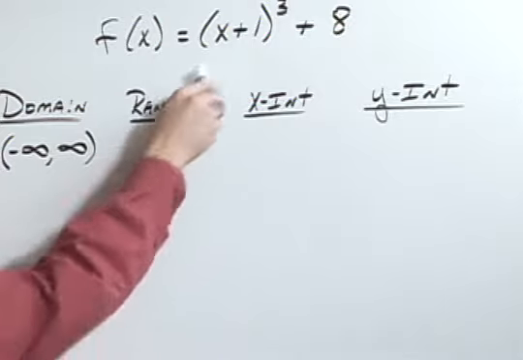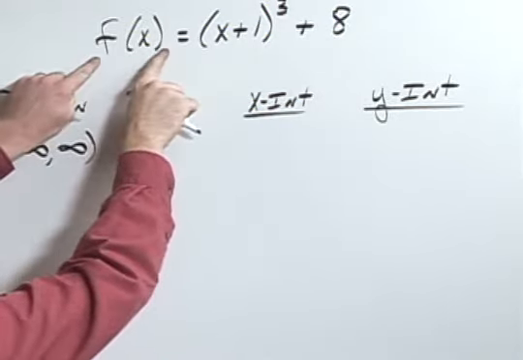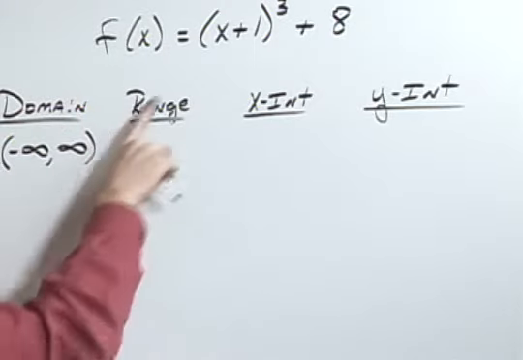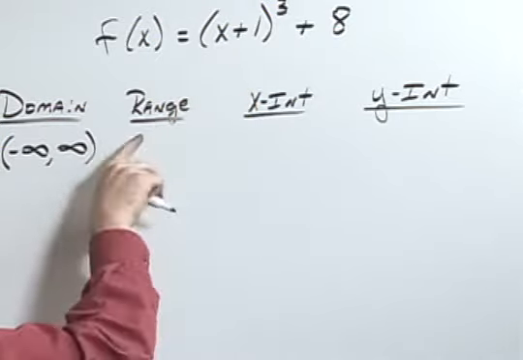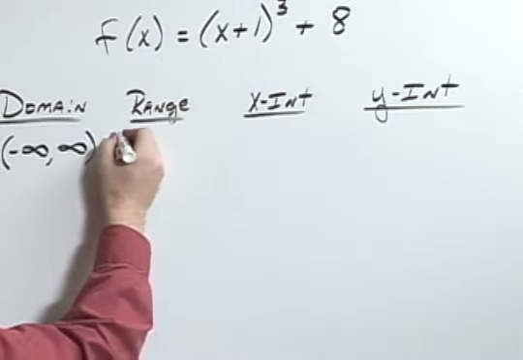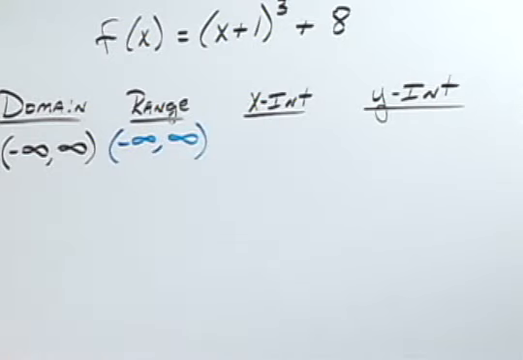For the range, we're interested in which y values, or what is the result, my output right here. And we could try that with a very large number and a very, very small number to go in there, but we find that our range is also negative infinity to infinity.